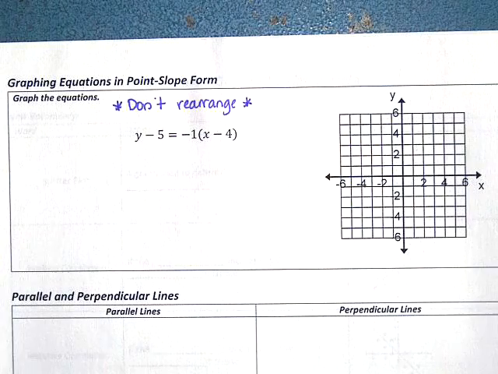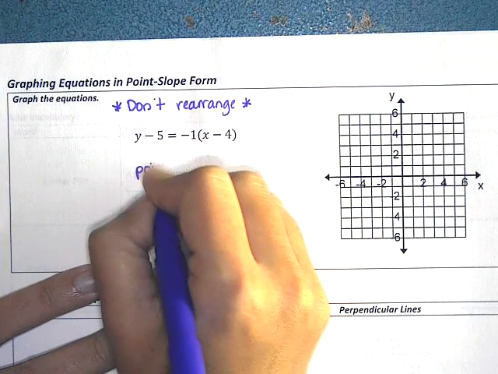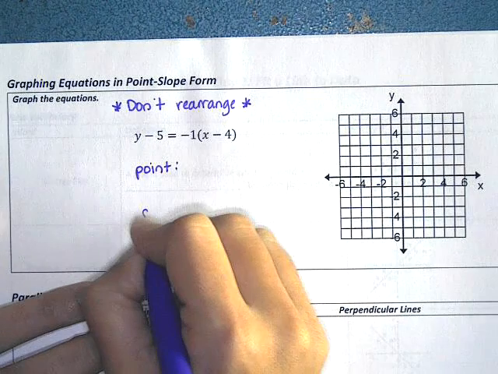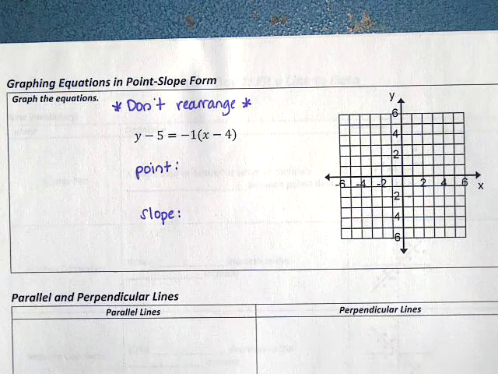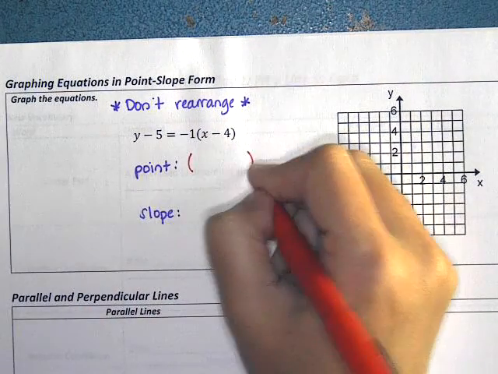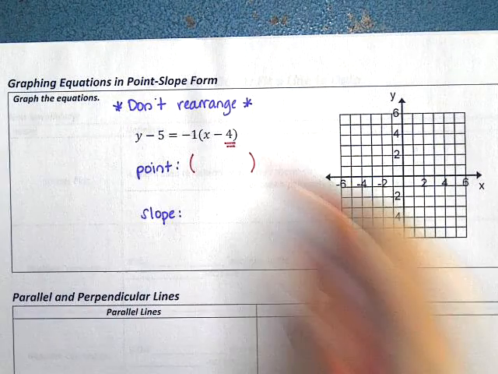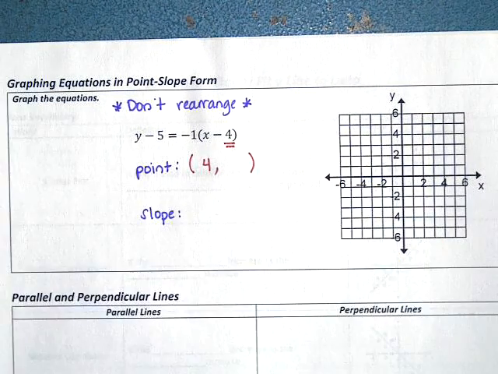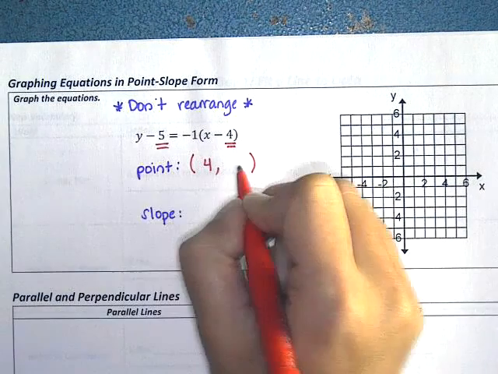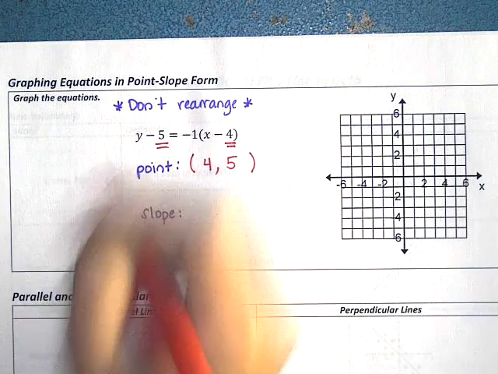Instead, to avoid getting decimals and make sure it's easy to graph, let's just see if we can pull out the point and the slope from the equation. Now the point is going to have two pieces, an x and a y. The x is always the number that's by the x, which would be a +4, and the y is the number that's by the y, which would be a +5.